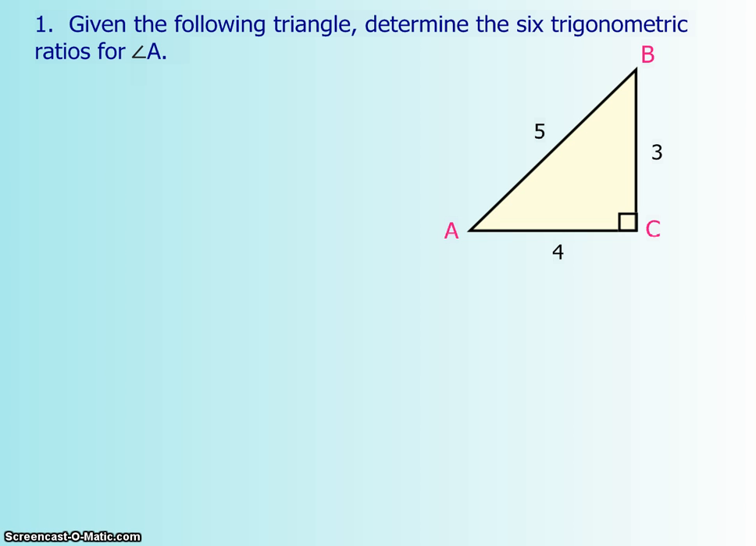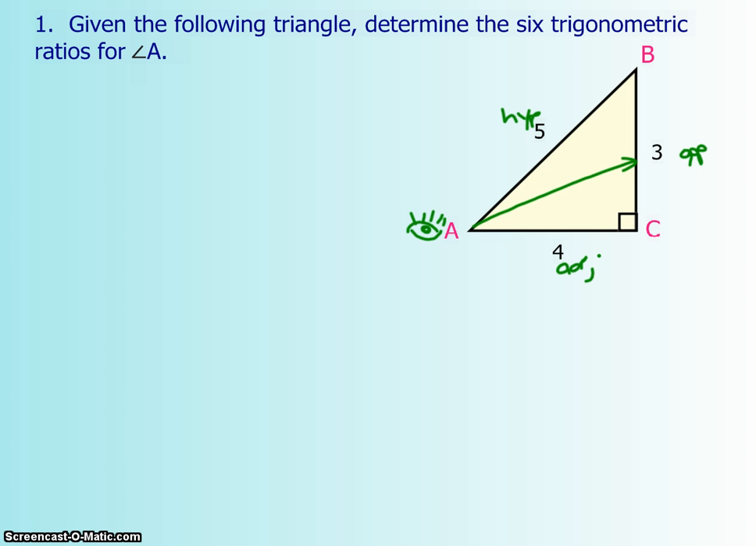Number 1, given the following triangle, determine the 6 trigonometric ratios for angle A. So in other words, they're looking from angle A. That's where our eyeball is going to be. And then we're going to give all 3 primary and all 3 reciprocal trig ratios. So first of all, we have to use our eyeball to see which side the opposite side is. We also have to label the hypotenuse and then the adjacent.